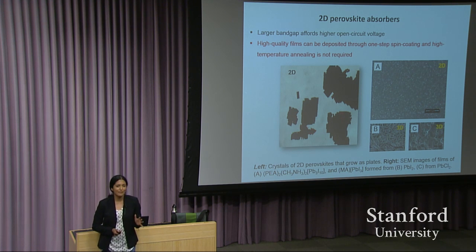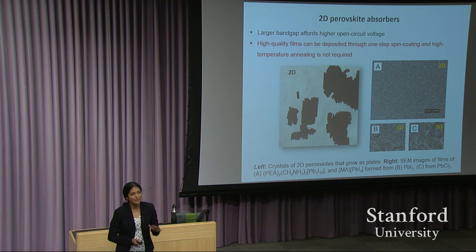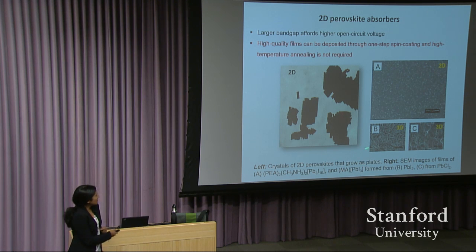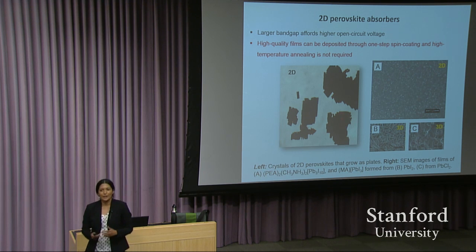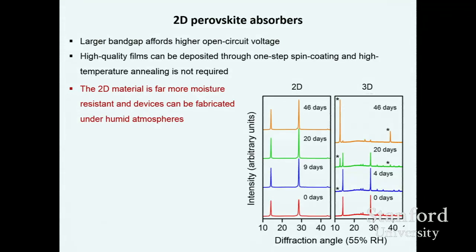In perovskite devices, material morphology is everything. So a nice film is very important. In contrast, the 3D perovskite, because it doesn't have this preferential orientation, requires a lot more loving care to form a nice continuous film. But the greatest advantage of the 2D perovskite is moisture resistance.